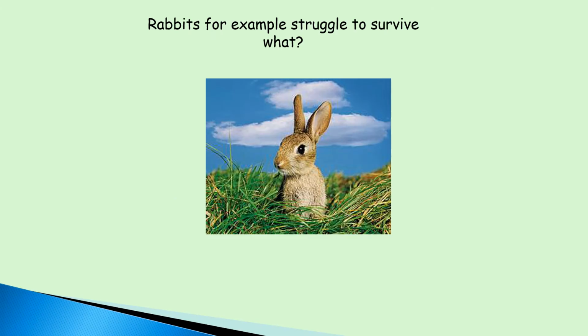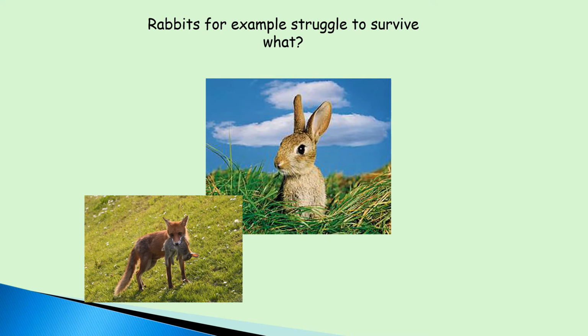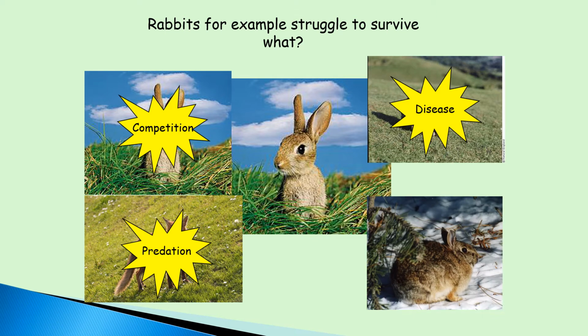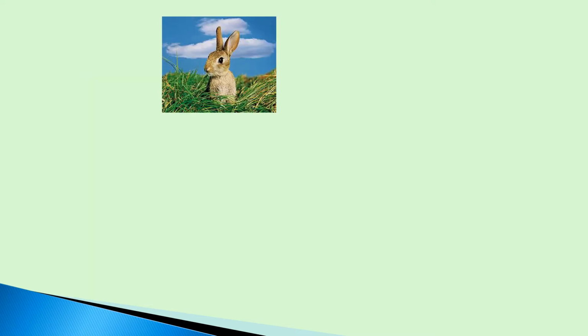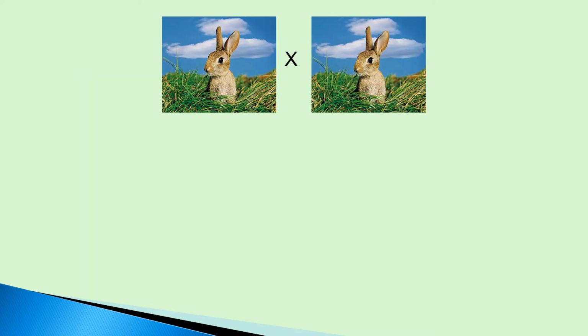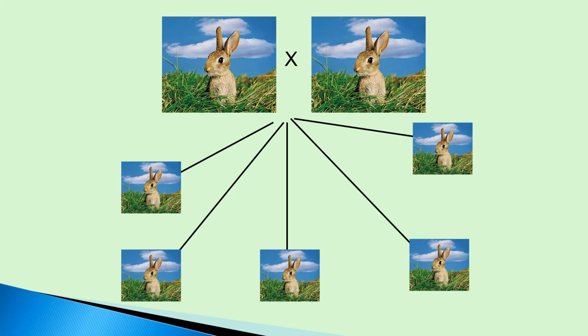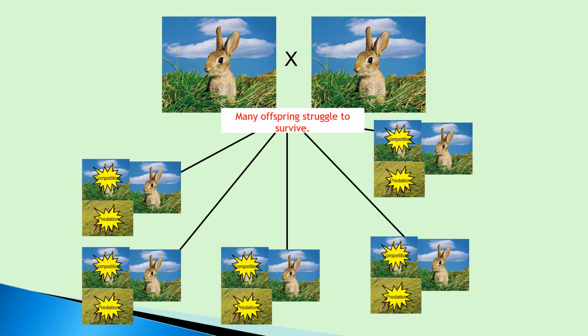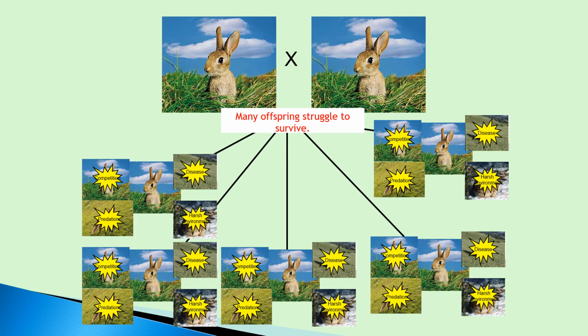Let's look at this again. So the rabbit produces more offspring than the environment can support. Some die due to competition, some die due to disease, some die due to predation, and some die due to the harsh environment. Only the best offspring will survive and they will be able to reproduce, which will pass on these favourable alleles that have kept them alive to their offspring. So they'll produce more offspring than the environment can support. Then they will struggle to survive, so there'll be predation, competition, disease, and harsh environment.